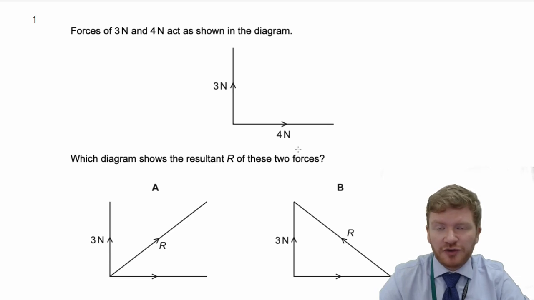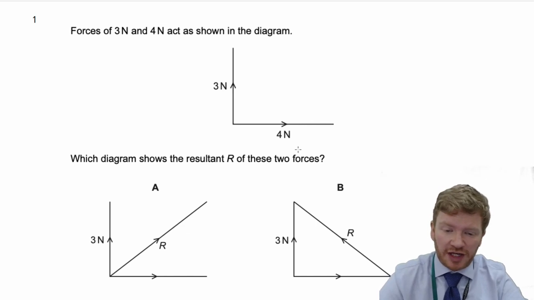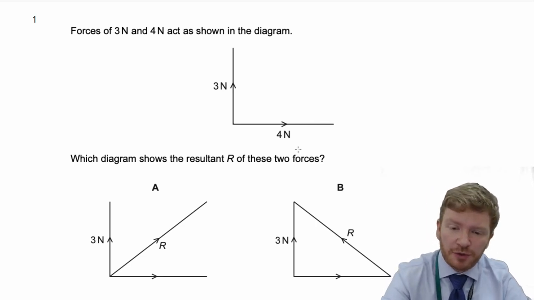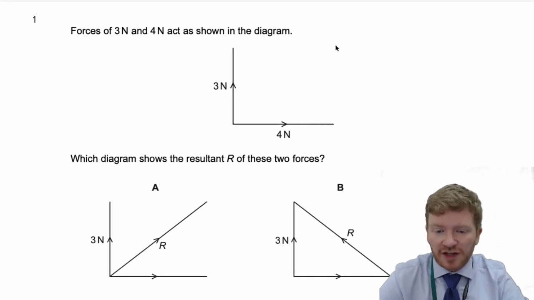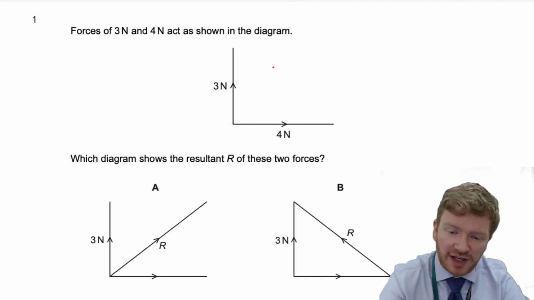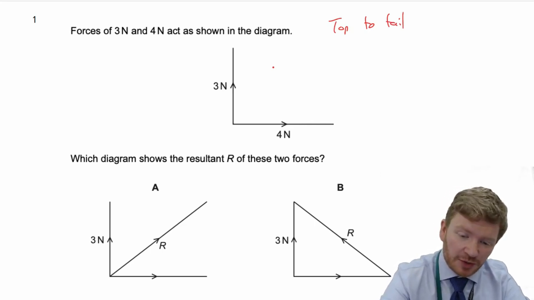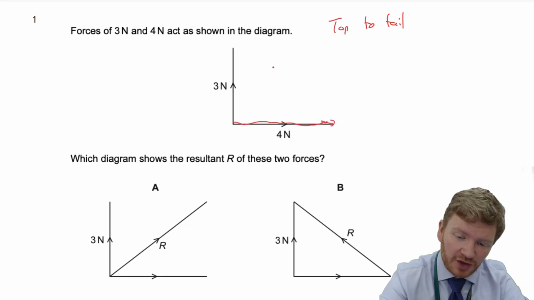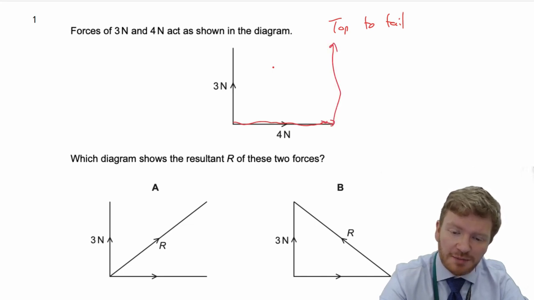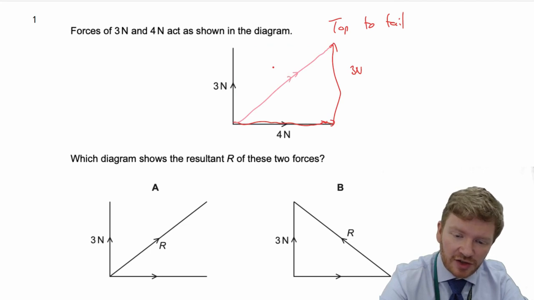Okay, so the first question asked you to resolve two forces. We have a 3 Newton force acting upwards and a 4 Newton force acting to the right. One of the things you will probably want to remember when it comes to drawing forces is the idea that we like to top to tail vectors. So what that means is to work out what the resultant force is, we're going to do one of these forces first, in this case the 4 Newton, and then immediately after that we do the 3 Newton, and the resultant force then acts that way.